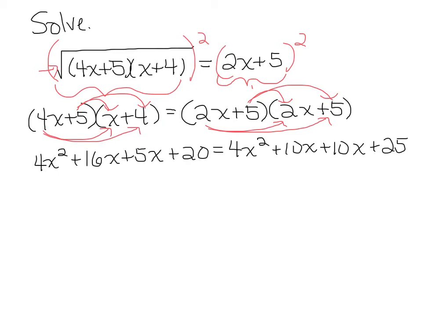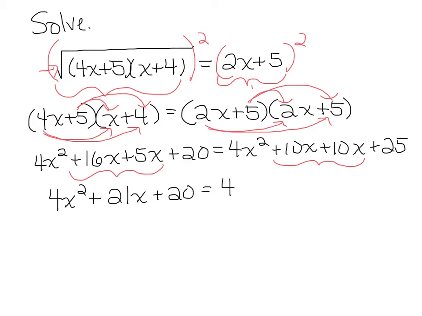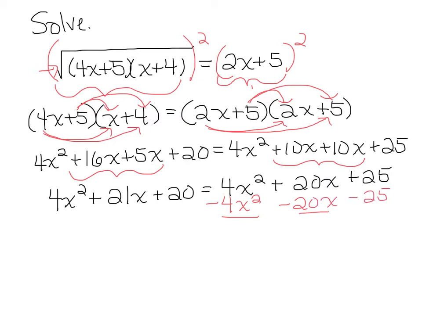Now I'm going to simplify on each side by combining my like terms. This gives me 21x and 20x over here. Now let's get everything on one side and set it equal to 0. I'm going to do this by subtracting 4x squared, subtracting 20x, and subtracting 25.